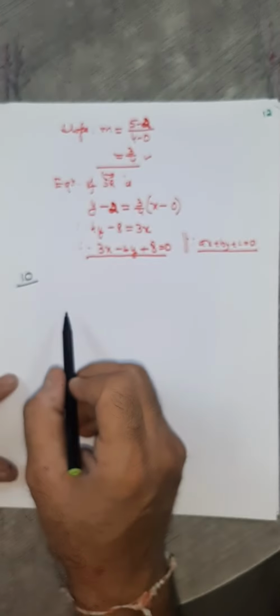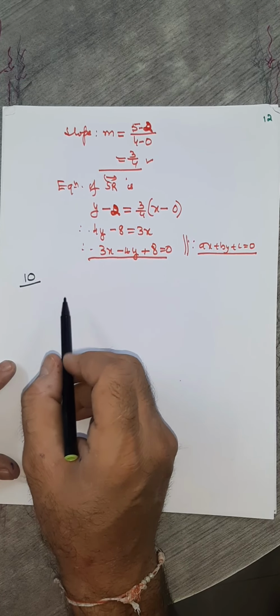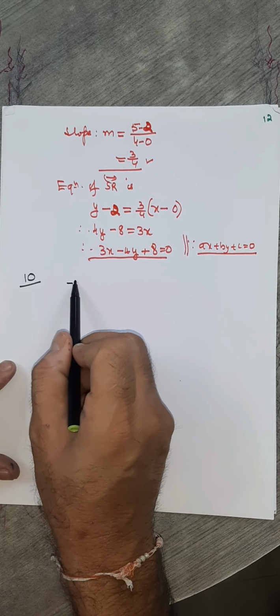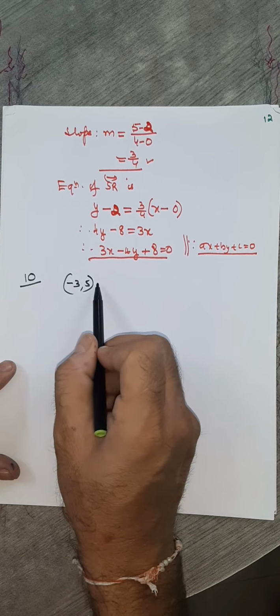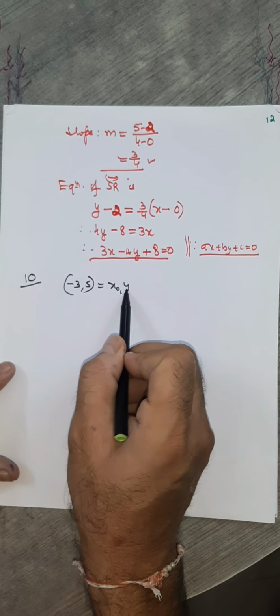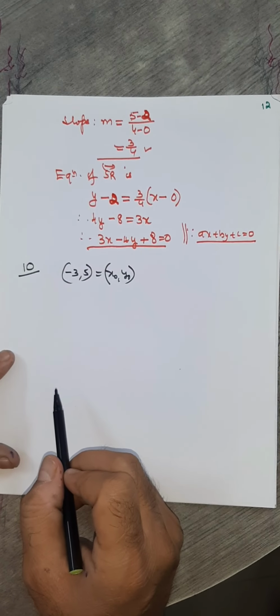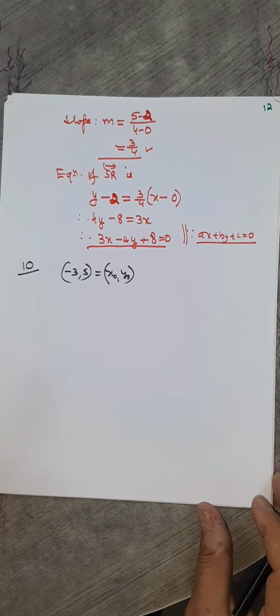Question number 10 here. What it says, find the equation of the line. So immediately we have to ask two things to ourselves. Are we having two different points on the line? If no, we must have one point and slope. See, 10th question: find the equation of the line passing through minus 3, 5. So one point on the line you are given. So as per our theory, this is x0, y0. You have a fixed point on the line.